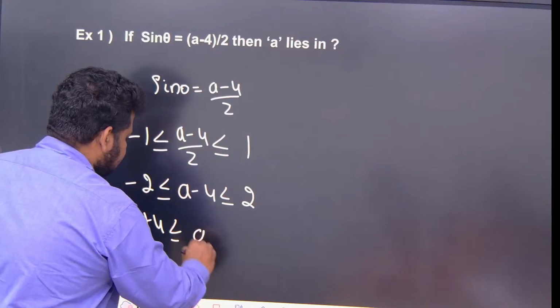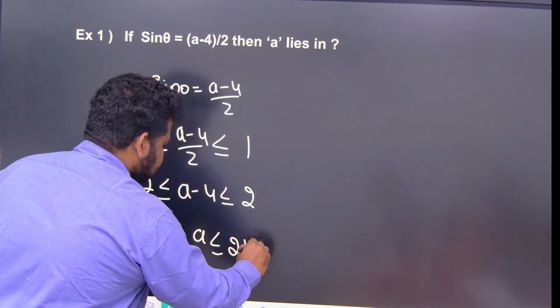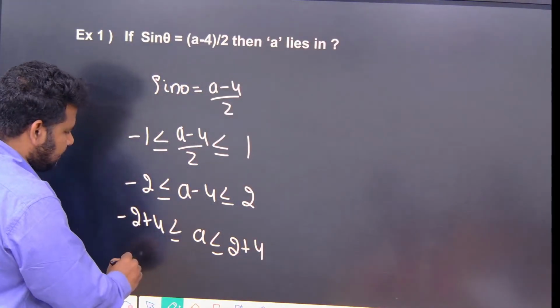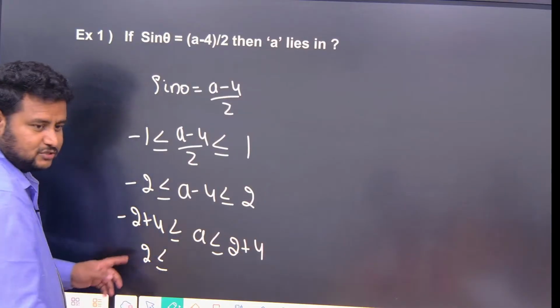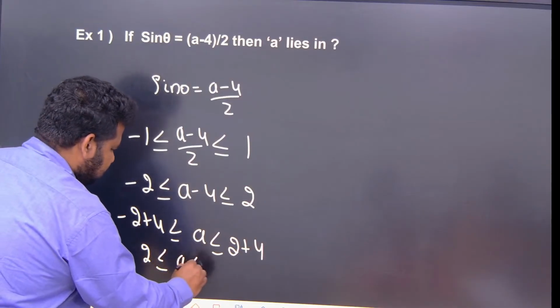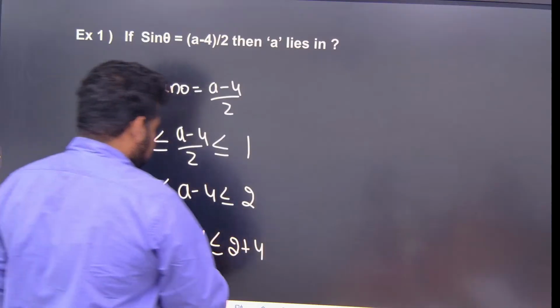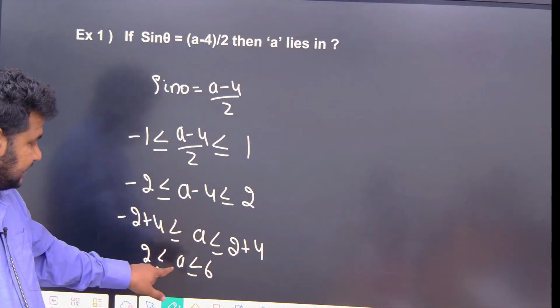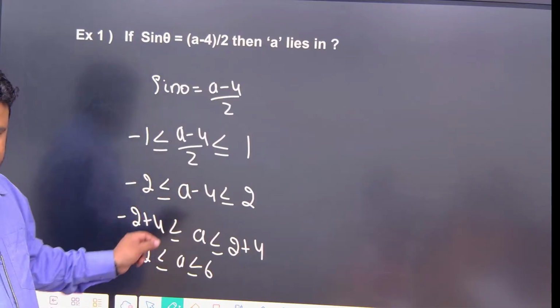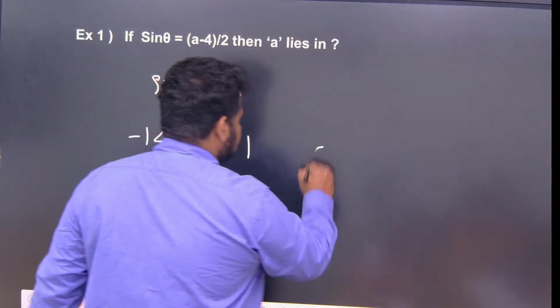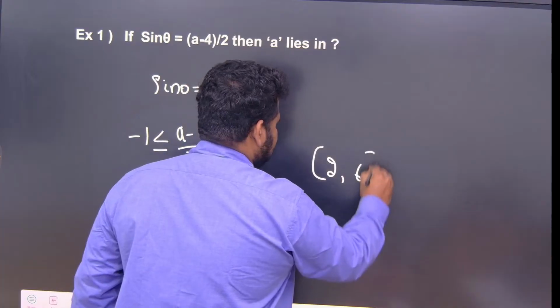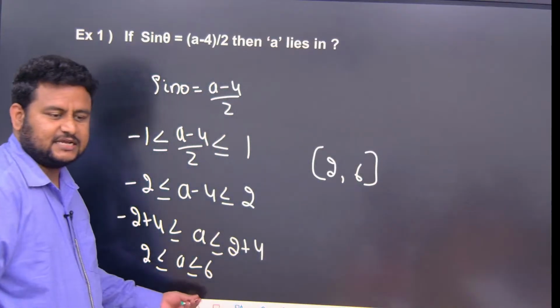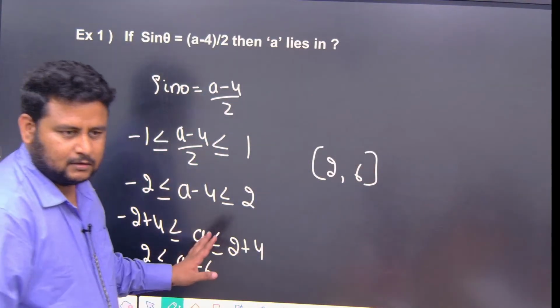So this will be a less than or equal to 2 plus 4. So this will be what? 2. Not minus 2, this will be 2. This will be a less than or equal to 6. So this is the range it belongs to. A, not sine. Sine will always be minus 1 to plus 1. A belongs to what? A belongs to 2 comma 6. Why 2 comma 6 with a closed bracket? Because less than or equal to, less than or equal to. Clear? Okay. Next one.